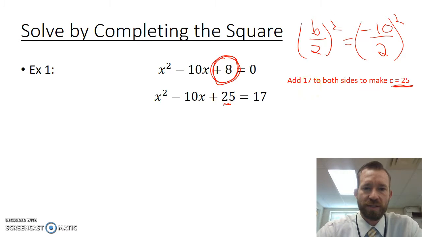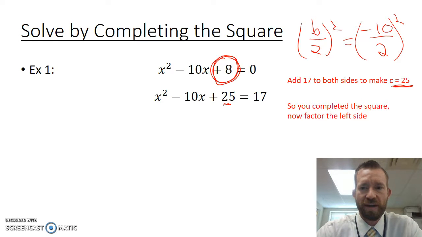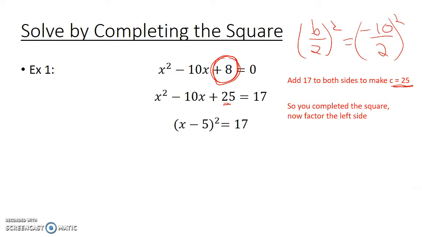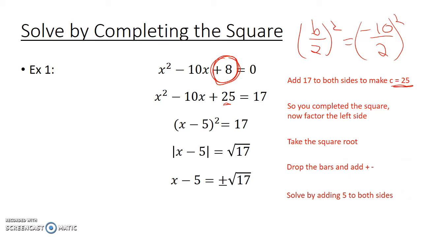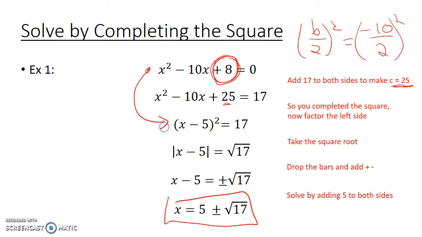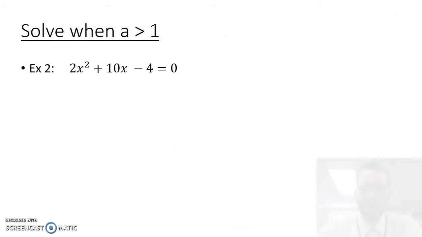The purpose of completing the square is so we can factor. So this left side will factor down into (x minus 5) squared. Now it's kind of a normal problem. It's something that you've done frequently, where you take the square root of both sides, drop the bars, add plus or minus, add 5 over to solve for x, and there's your problem. The problem's over. We just completed the square to get from here to here, and then it's a problem that you already knew.